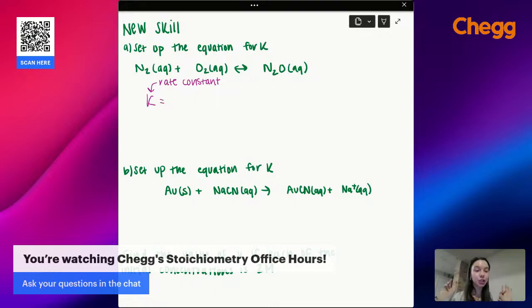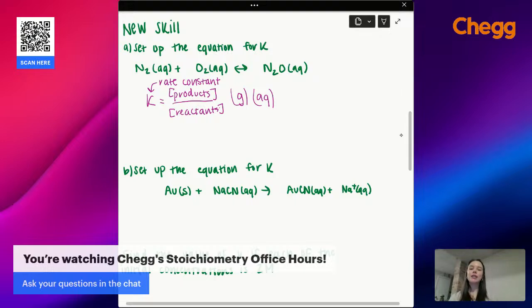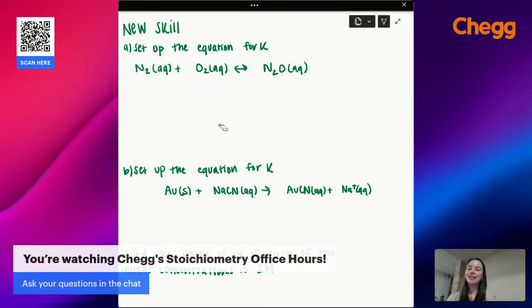And how we measure K is we have the concentration of products over the concentration of reactants. And in these K equations, we only use gas and, I believe, aqueous. So we only use those. Anything that's solid or liquid doesn't make it into our K equations. But the first step to solving any of these is balancing. I gave it away. So let's balance this equation.